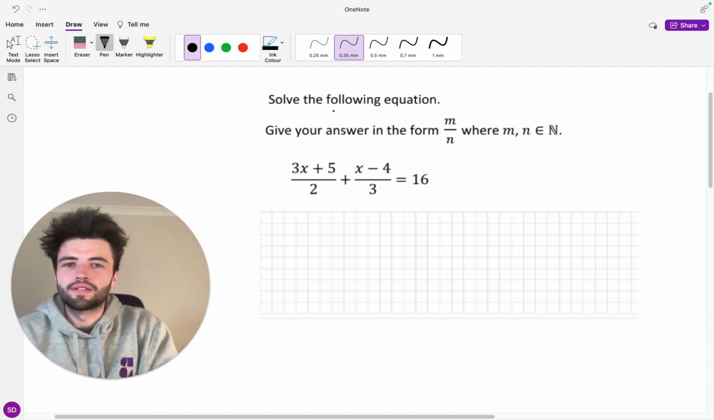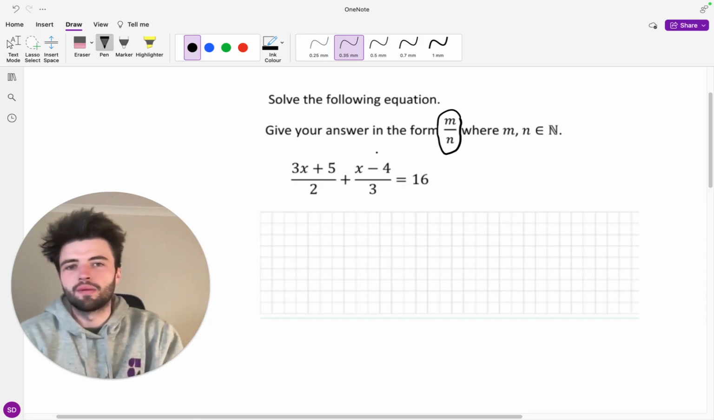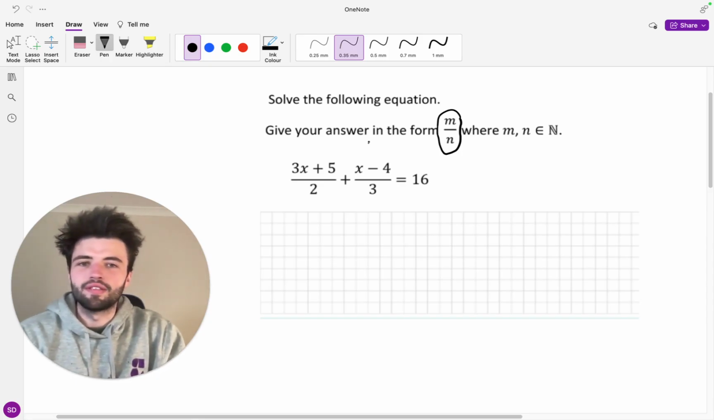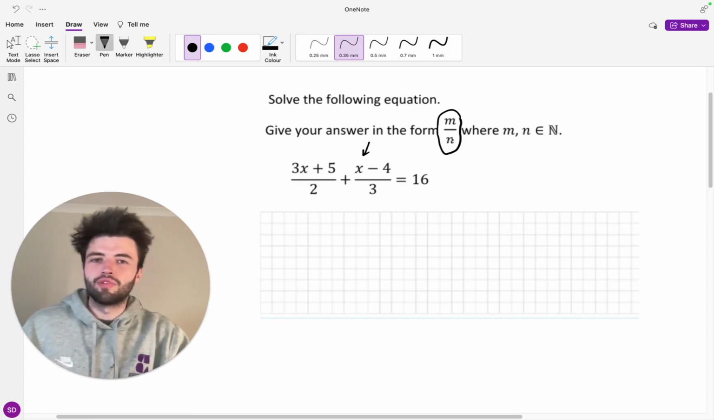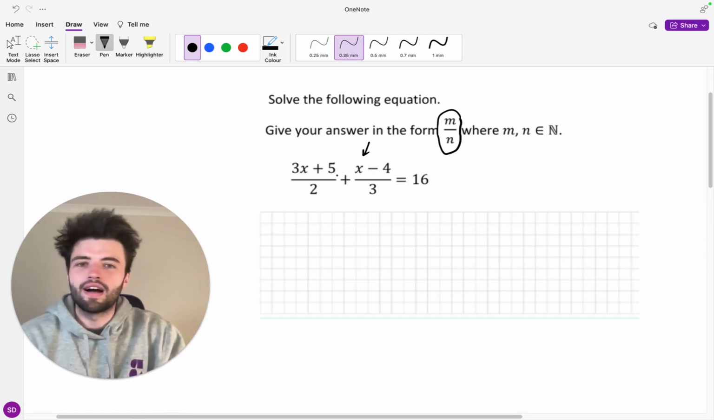So in this question we're asked to solve the following equation and to give our answer in the form m over n, where m and n are natural numbers. So in other words, we just have to give this as a fraction, and we know it's going to be a positive fraction. We're basically given this algebraic equality here, except that it's in fraction form. We just need to tidy it up and get x on one side.